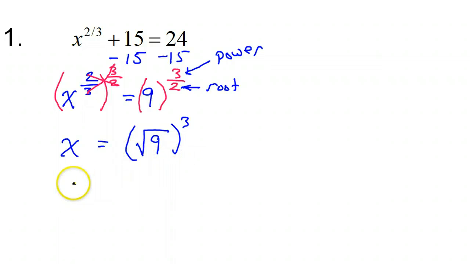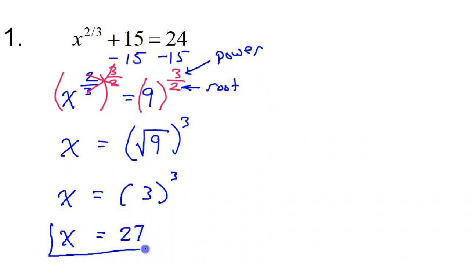So you don't need a calculator to simplify this. Are you crazy? The square root of 9 is 3. So that just becomes 3. So now I have 3 to the 3rd power. I know this in my head. 3 to the 3rd power is 27, so that's going to be the answer.